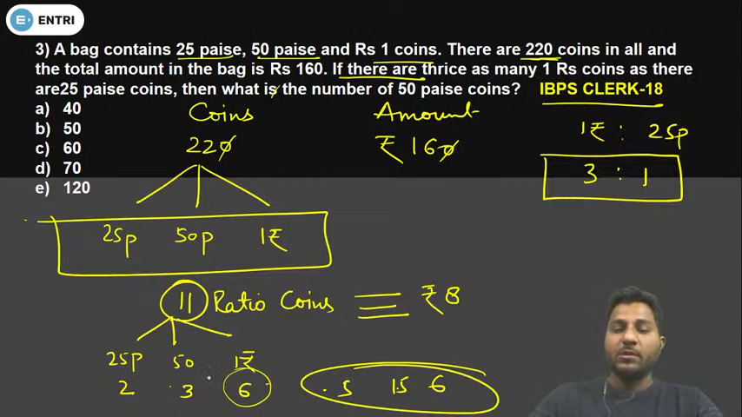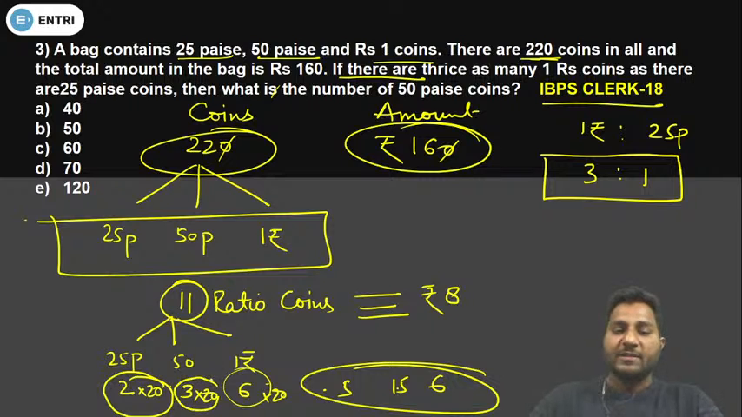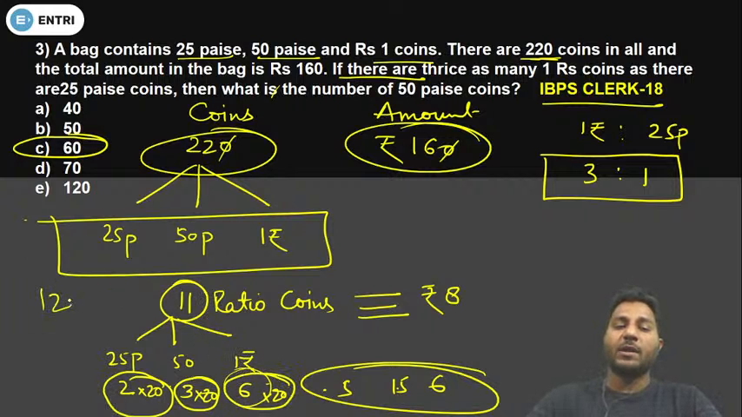Now what would we do? We had simplified them with 20. That means we will multiply it with 20 to get the number of coins in each section. If they had asked you about 25 paise, you would have got 40 coins of 25 paise. Now they are asking about 50 paise coins. That means option C will be correct because 60 will be arrived. If they had asked you about 1 rupee coins, the answer would have been 120.